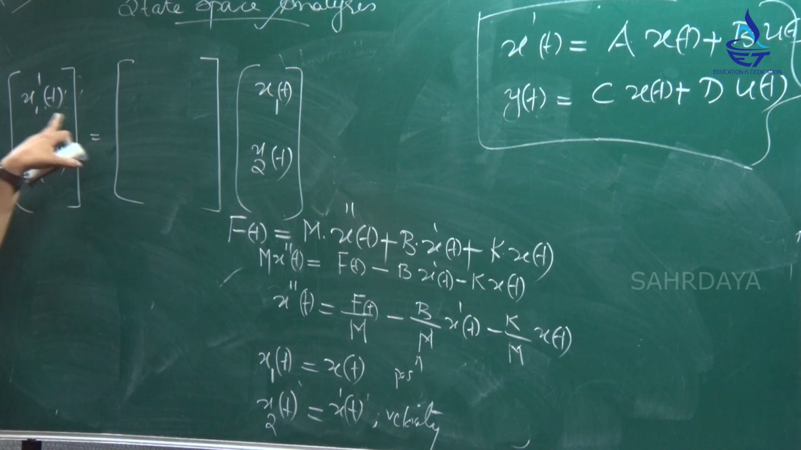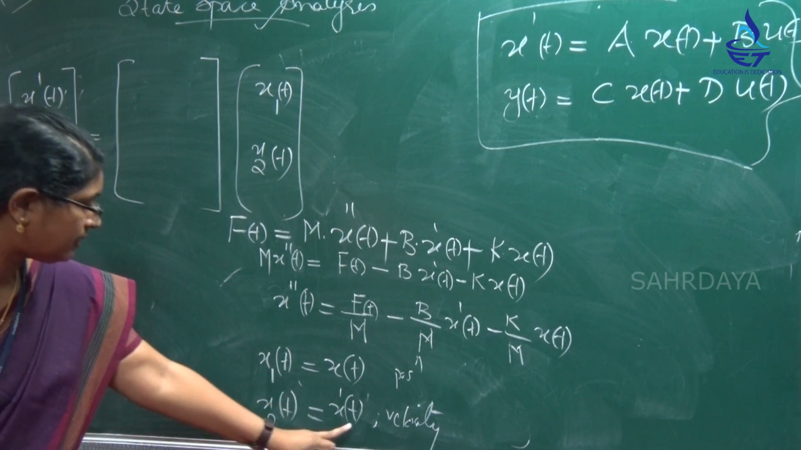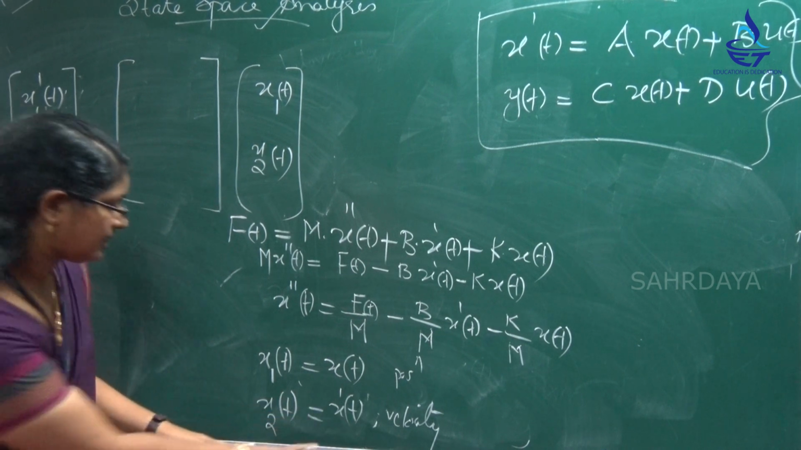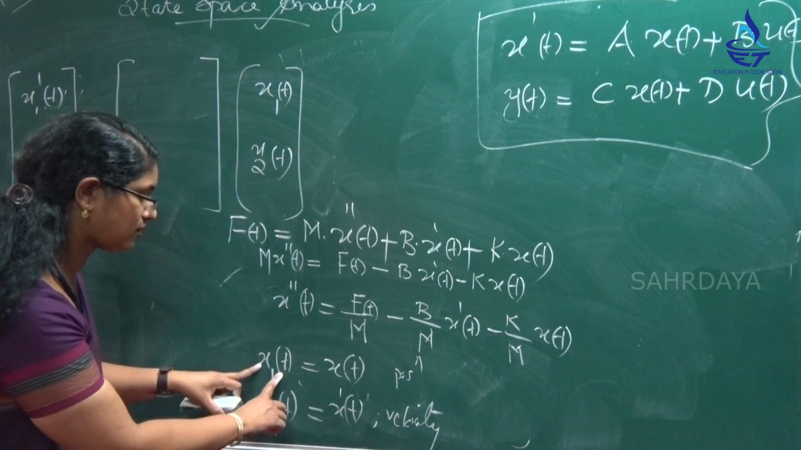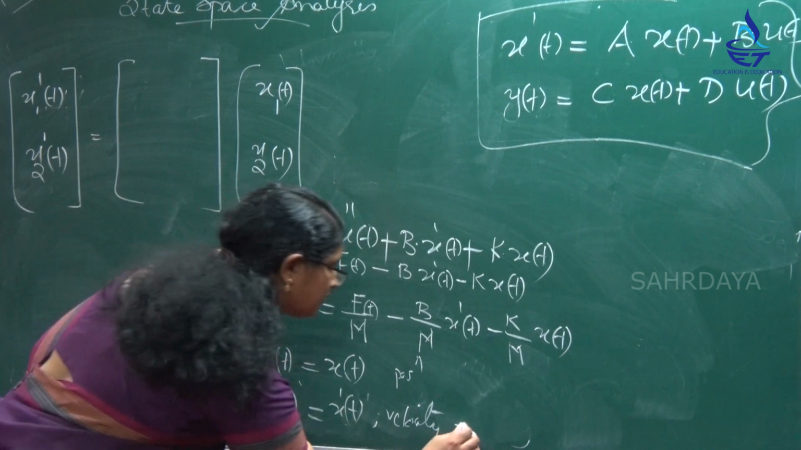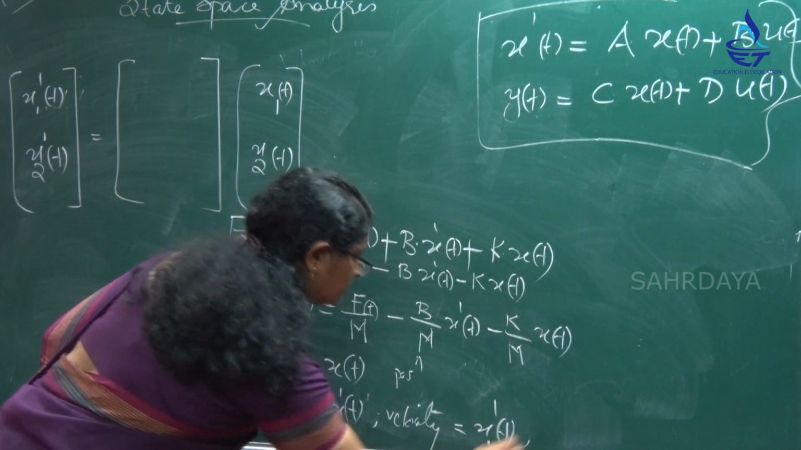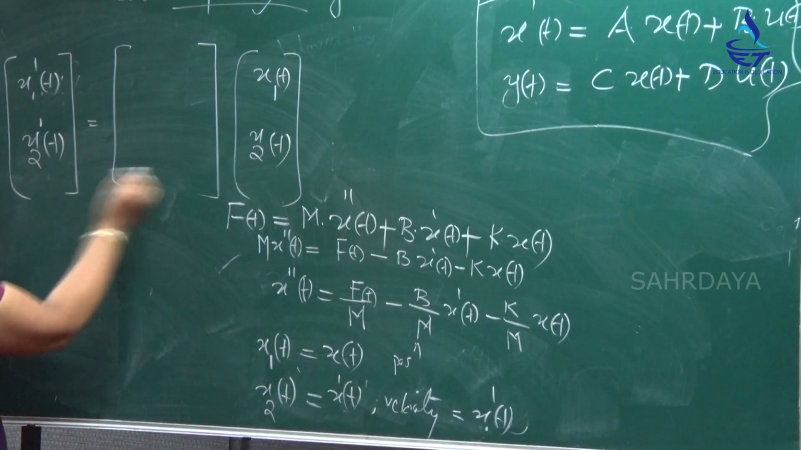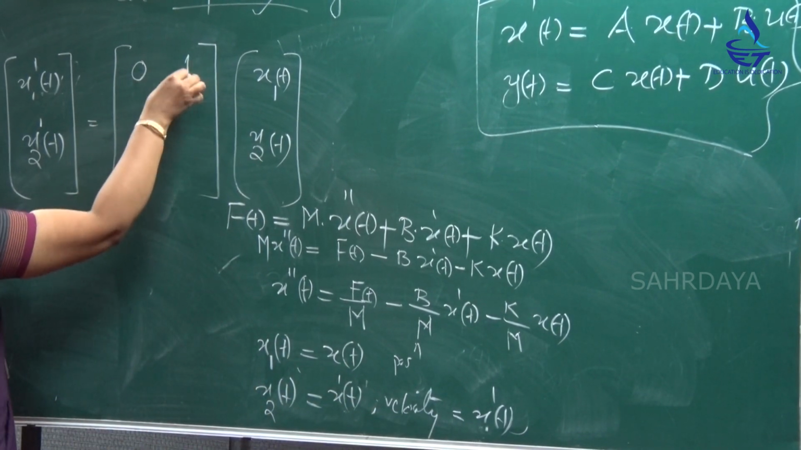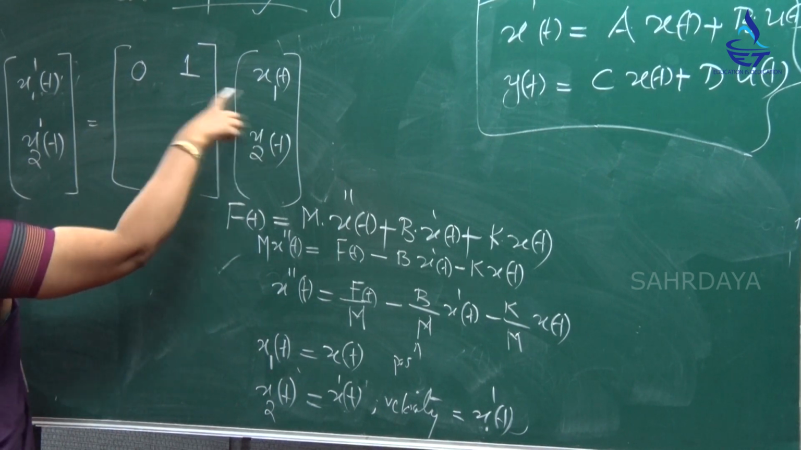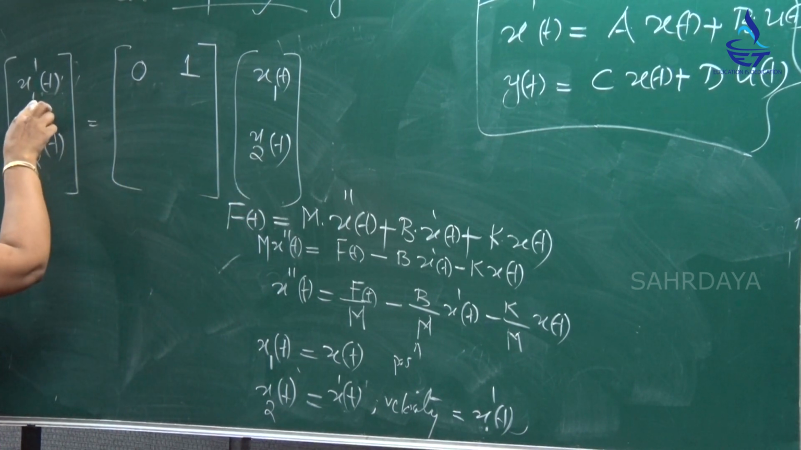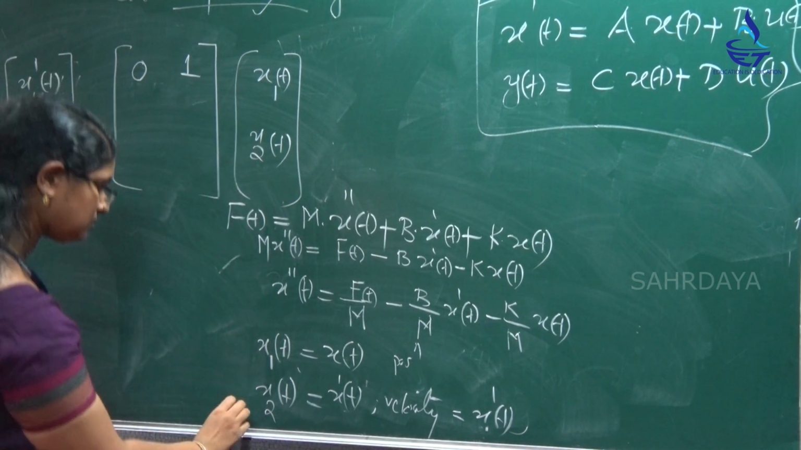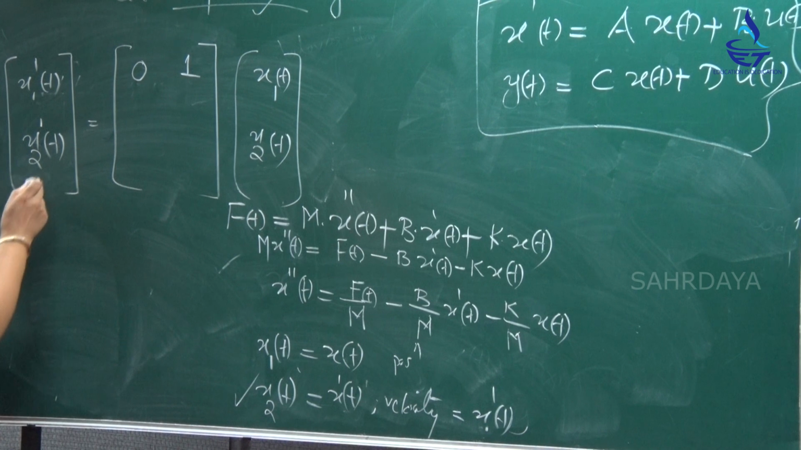So x1 dash of t: x of t is x1 of t, so x1 dash of t is nothing but x1 dash of t. What is x1 dash of t? x1 dash of t is x2. So this should be 0 and this should be 1. That is, 0 into x1 of t plus 1 into x2 of t, that is x2 of t. So x1 dash of t is equal to x2 of t. So this equation is done. Then I should have a value for x2 dash of t.